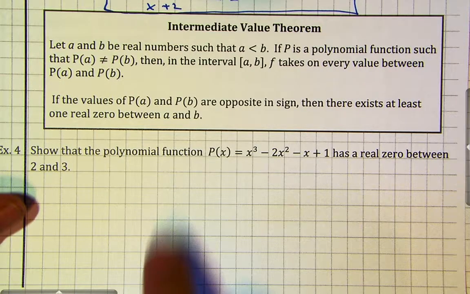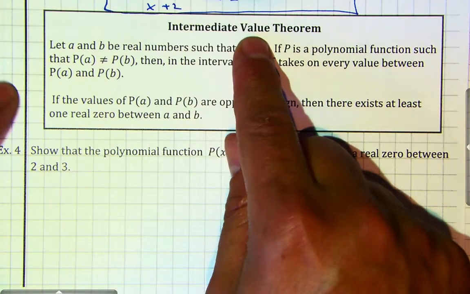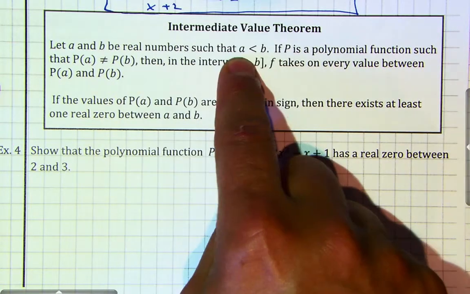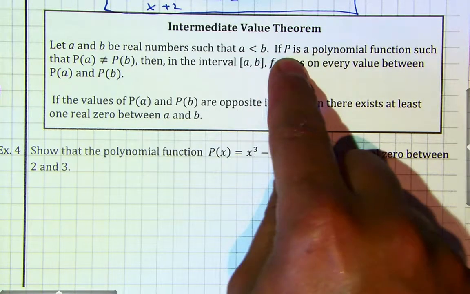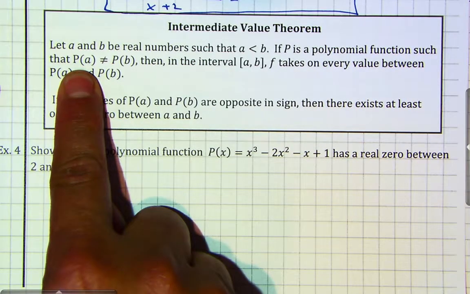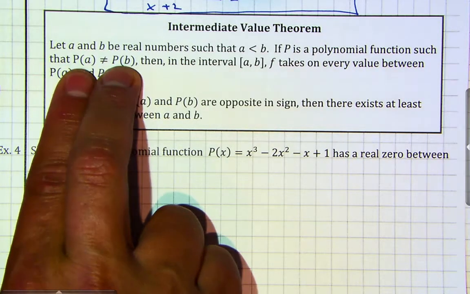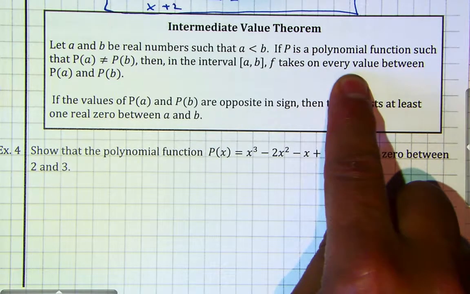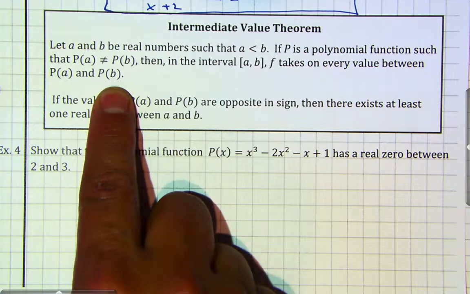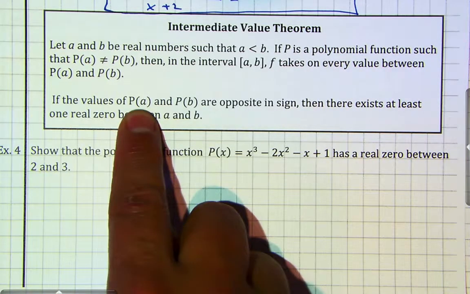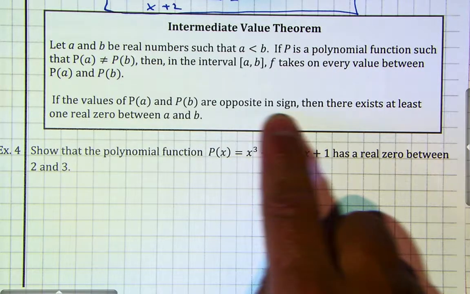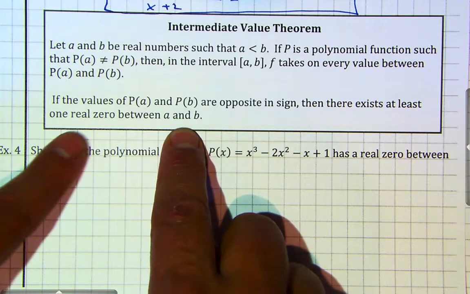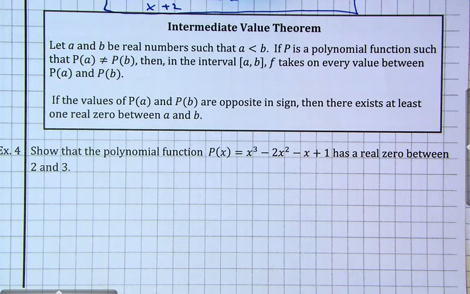So the intermediate value theorem. Let a and b be real numbers such that a is smaller than b. If p is a polynomial function such that the values when you plug in a and b are not the same for the function in the interval ab, then p takes on every value between p of a and p of b. If the values p of a and p of b are of opposite sign, then there exists at least one real zero of p between a and b. So basically, it's a very simple theorem.